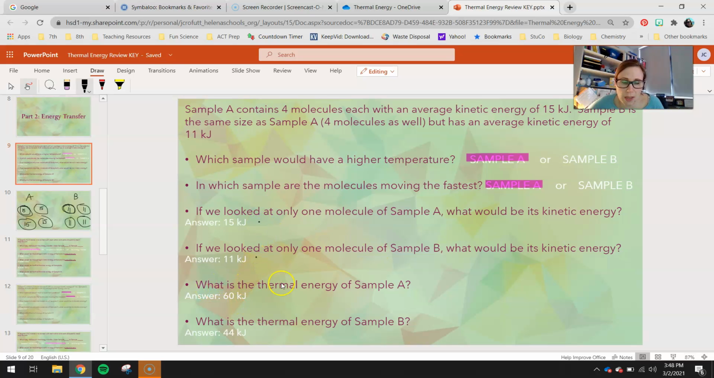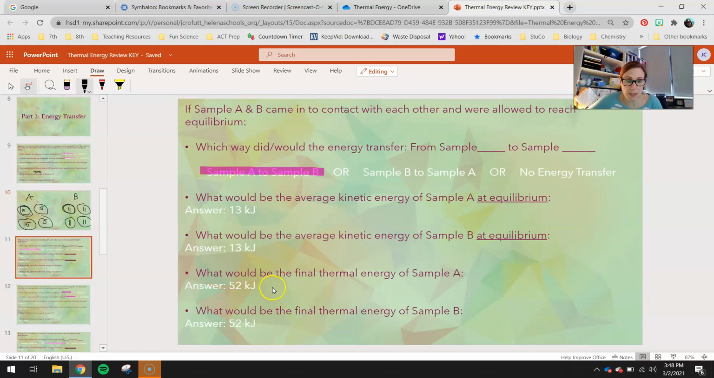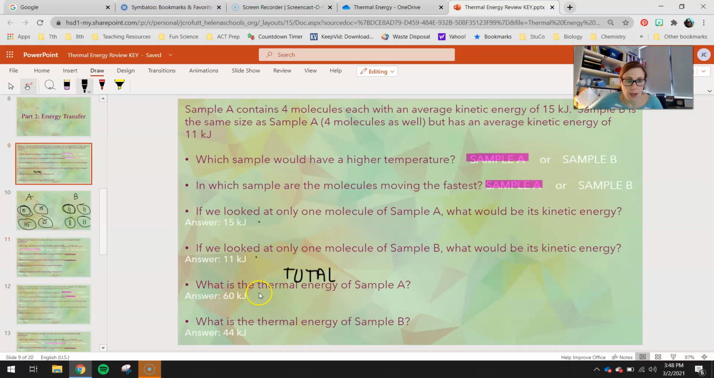And then what is the thermal energy of sample A? Again, remember thermal energy is the total. So you would need to add those up. Each one has 4 molecules, so you could either add up 15 four times and 11 four times, or you could take 15 times 4. So your answer for this should be 60 kilojoules and 44 kilojoules. So 15 times 4, 11 times 4. Okay, all right, moving on, same thing with this next one.